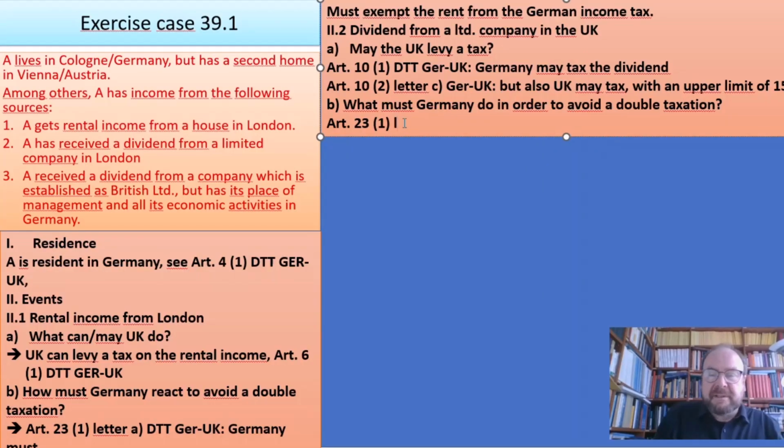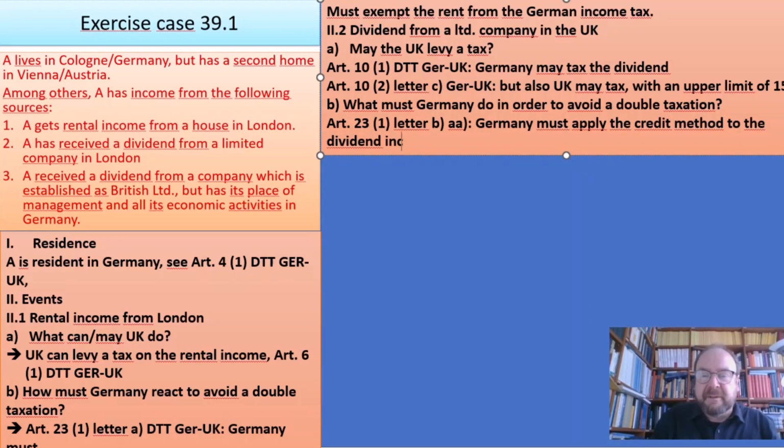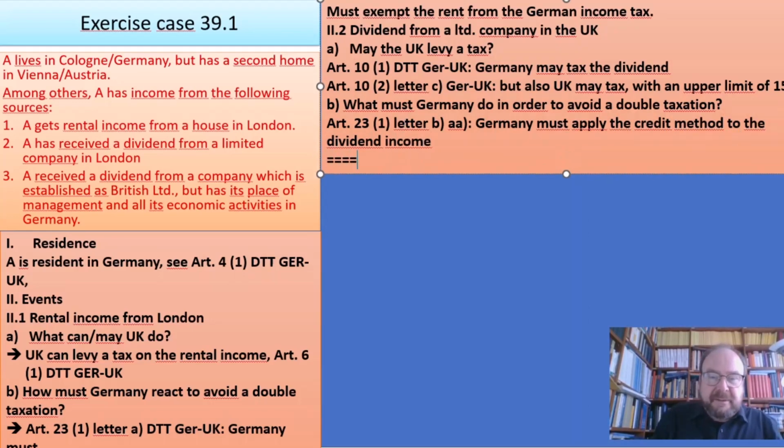So letter A, no, letter B, subletter AA. Germany must apply the credit method to the dividend income. Okay, so that was this item.